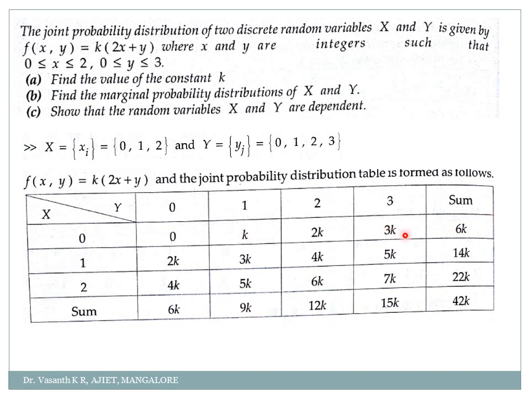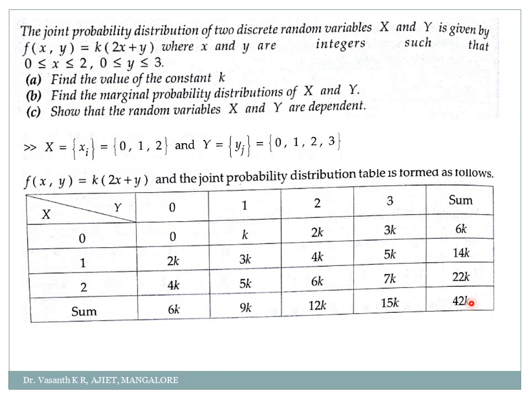0 plus k plus 2k plus 3k will give me 6k. Same way, 2 plus 3 plus 4 plus 5 will give me 14k. 4 plus 5 plus 6 plus 7 will give me 22k. So add the total value: 14 plus 6 is 20, 20 plus 22 will give me 42k. This is equal to 1, correct? So what will be the k value here? k is equal to 1 by 42.